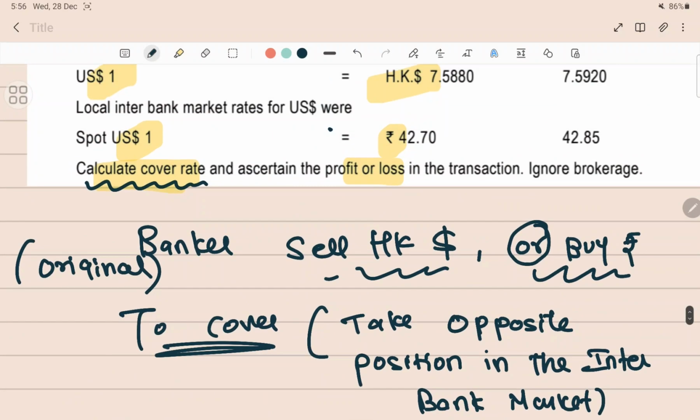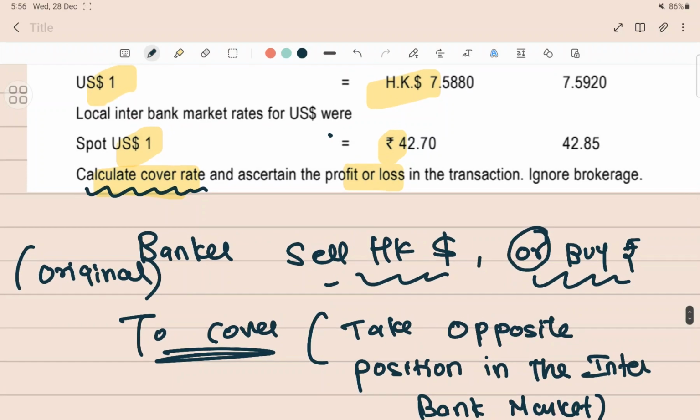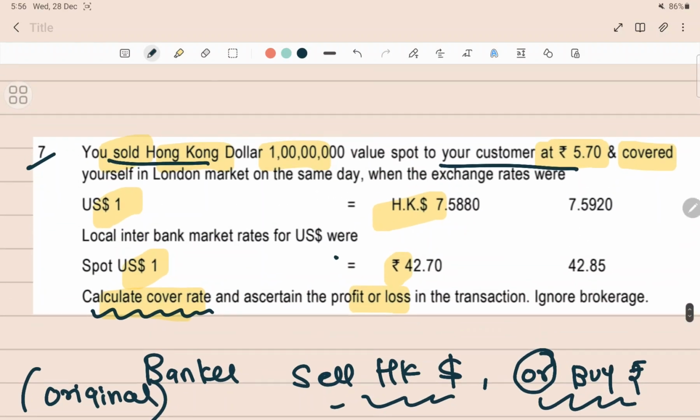Now, moving forward, you understood what is cover. They have not given a quote where HK dollar is quoted against rupee directly. What we are seeing here is something that we've seen in question number 6 as well. So for that we have to use cross rates. The only difference between question number 6 and 7 is that here 2 rates are given to you, the bid and the ask. Now you have to select. How will you do this? It's extremely crucial that you pay attention. There are 2 steps involved in this.